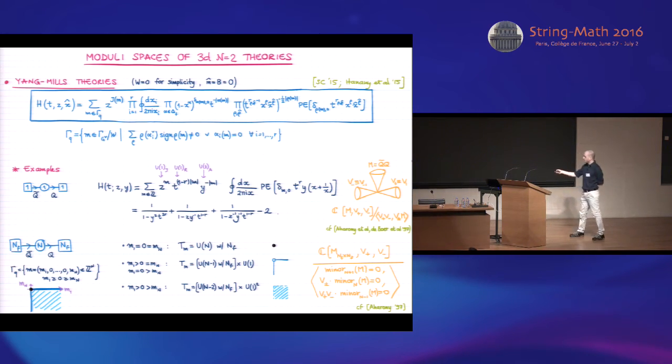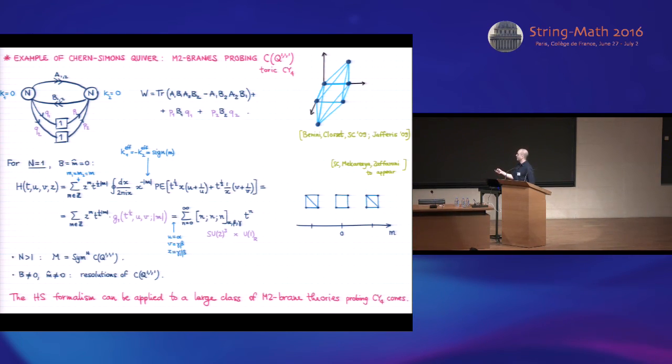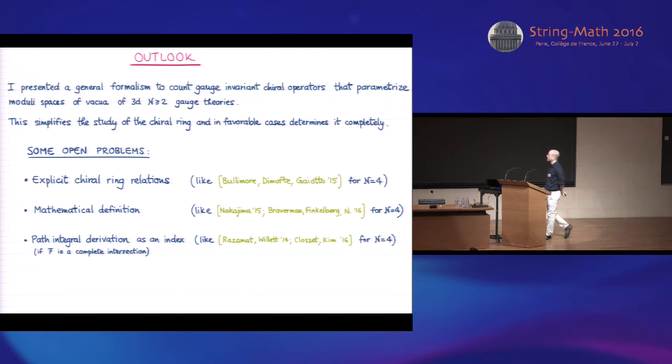This type of relations were obtained in the 90s by assuming some dynamically generated superpotential, which is singular. So I would like to stress here that I'm not using this superpotential at all. I'm obtaining the same relations by this kind of analysis. So let me skip the next example and jump to the conclusions.